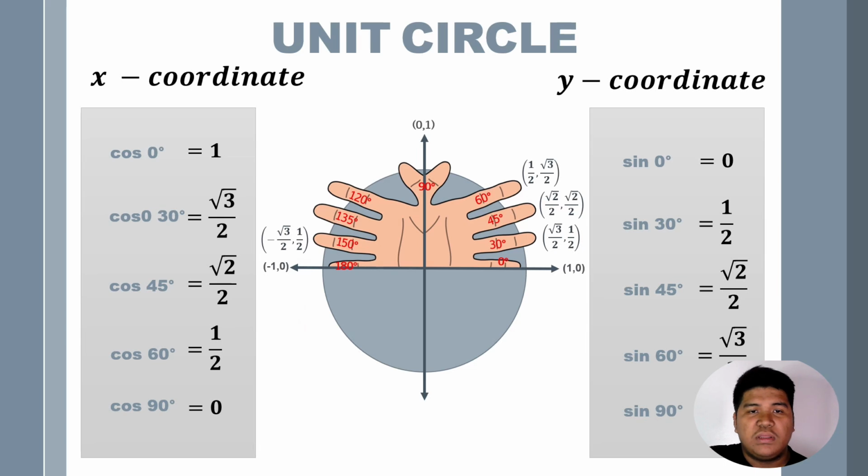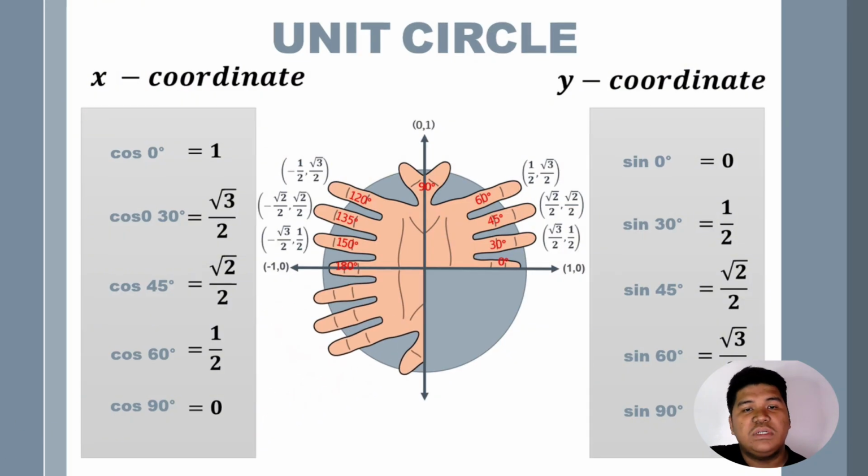The third quadrant is a reflection of the second quadrant across the x-axis. The angles are 180 degrees plus 30 degrees is equal to 210, 180 degrees plus 45 is 225 degrees, 180 plus 60 is equal to 240 degrees, and 180 plus 90 is equal to 270 degrees. In this quadrant, both x and y coordinates are negative.